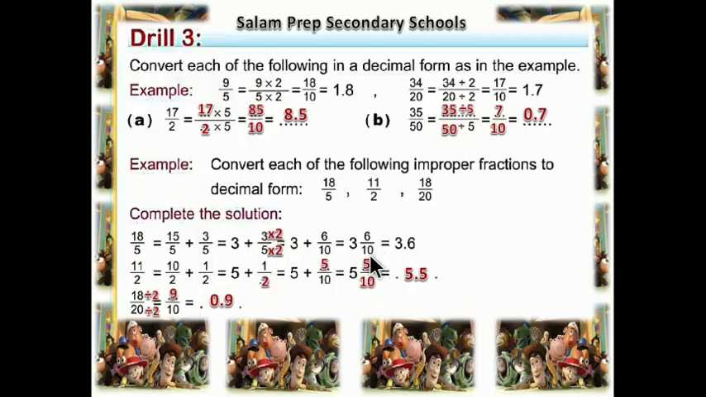This is a mixed number, so we will write the decimal point firstly and then write the whole number. The whole number here is 3, so we will write 3. In the decimal part, we will write 6 over 10, meaning 6 tenths, so we will write 6 in the tenths place. The answer is 3.6, 3 and 6 tenths.